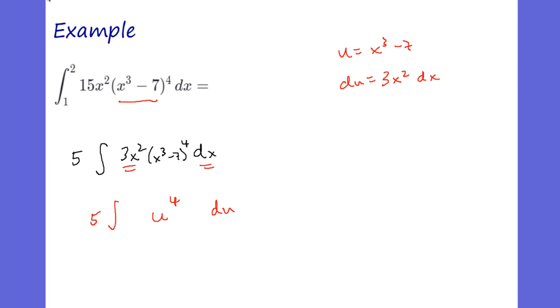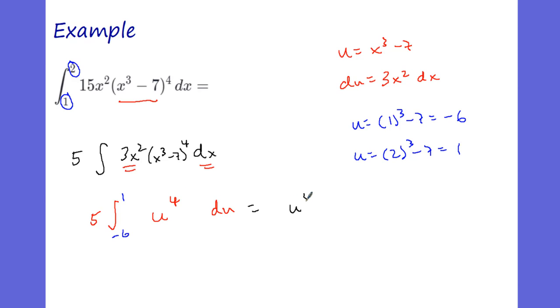Now I have to do my limits of integration, don't I? So we're going from 1 to 2. So I'm going to plug that in. u equals 1 cubed minus 7. That's negative 6. u equals 2 cubed minus 7. That's 8 minus 7. That's 1. So we're going from negative 6 to 1. And now I can do my integration. So that u is going up to the 5th power, dividing by 5. So 5 divided by 5, that's 1. And we're going from negative 6 to 1.